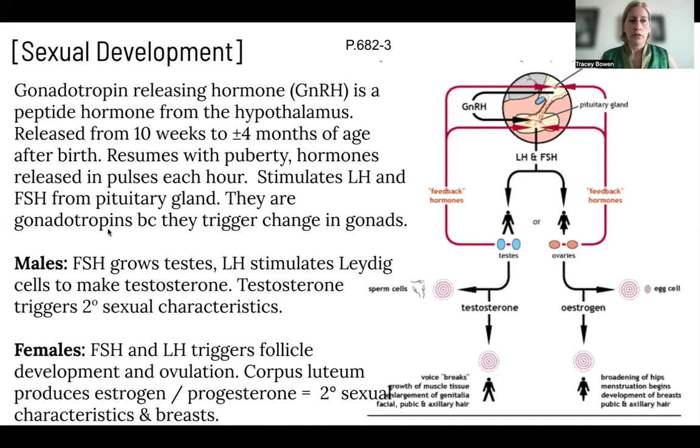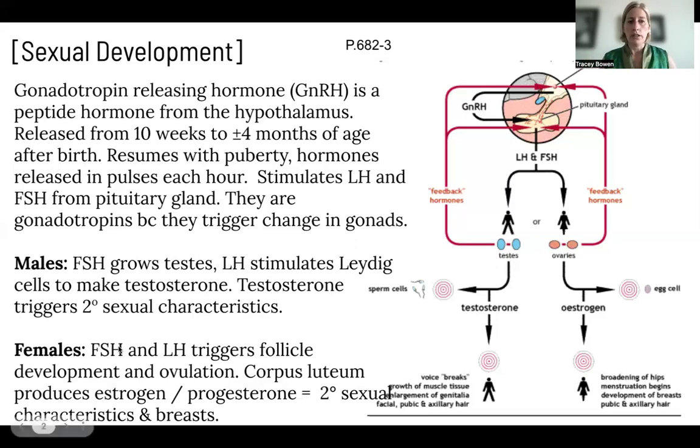And they're called gonadotropins because they trigger changes in the gonads, and those are your reproductive organs. So FSH is going to grow the testes for males, and LH is going to stimulate the Leydig cells, which will make testosterone. And the presence of testosterone is going to trigger secondary sexual characteristics like a deepening voice or pubic hair or a growing penis.